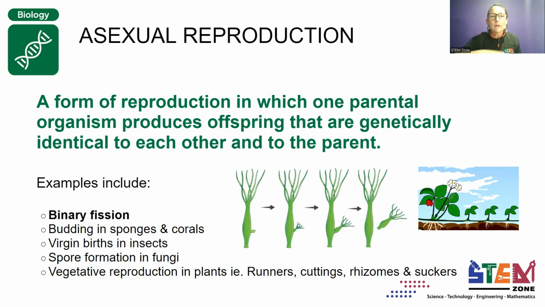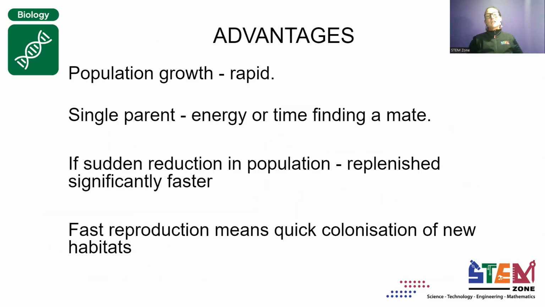Before we continue with the binary fission, there are some major advantages to asexual reproduction, and there are some disadvantages too. If you're thinking about the advantages of having one single parent creating the next generation of offspring alone, that process can be really fast. So you can grow a population rapidly.